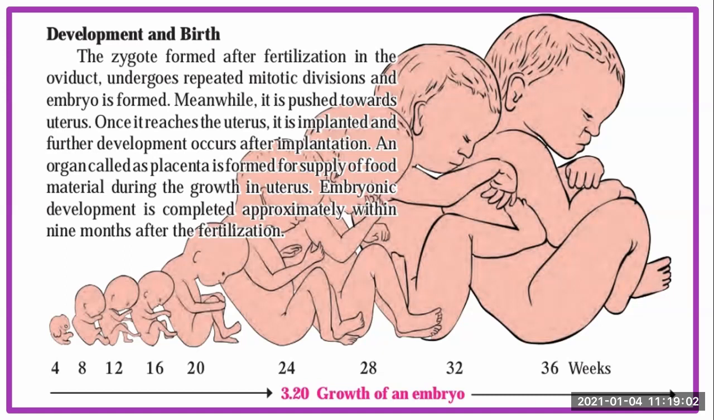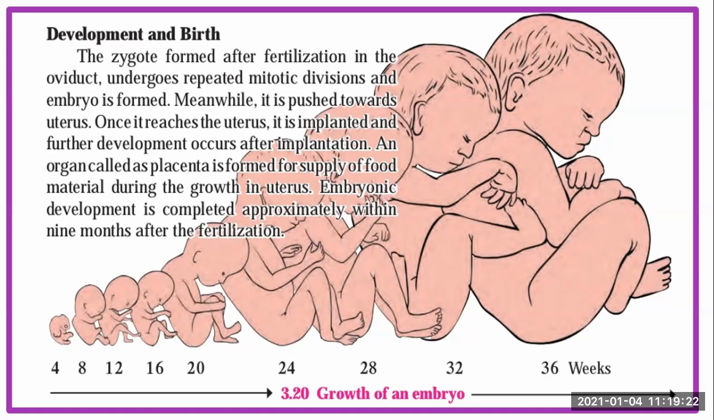Embryonic development is completed approximately within 9 months after the fertilization. That means, once the male and female gametes fuse together, the zygote is formed. This zygote undergoes repeated mitotic division, that is, the number of cells will increase, and the embryo will form.